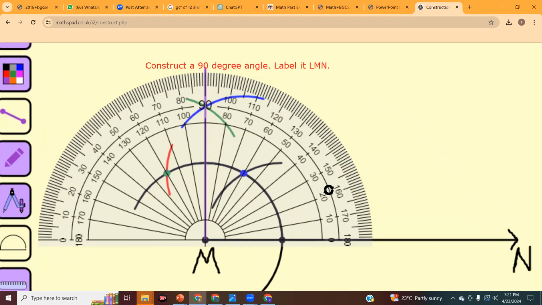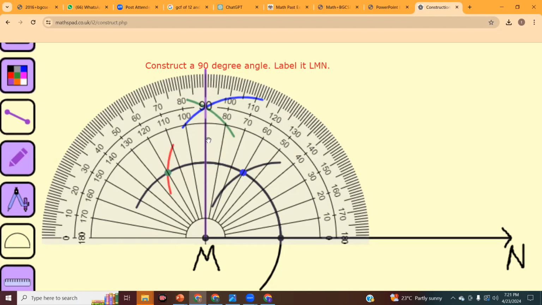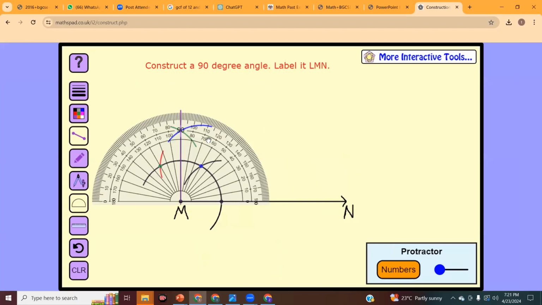Okay, so it's 90 degrees exactly. So we have 10, 20, 30, 40, 50, 60, 70, 80, 90. We're gonna put the 90 right here. And that's exactly a 90 degree. So now we just have to label it.